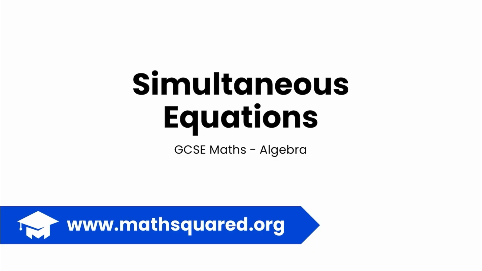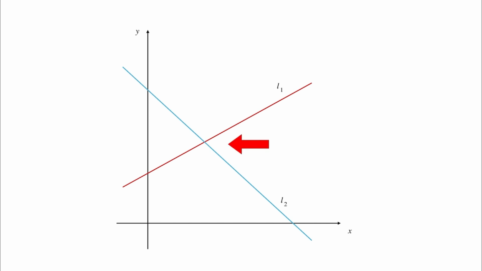Before we jump into the numbers, we need to understand what we're trying to do with simultaneous equations. Imagine we have two lines, L1 and L2. How do we work out where these lines cross without using a graph? Let's have a look at a typical question.